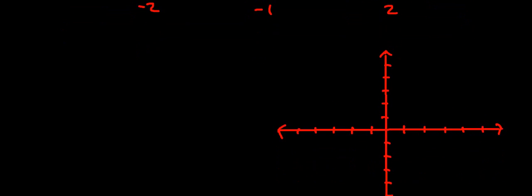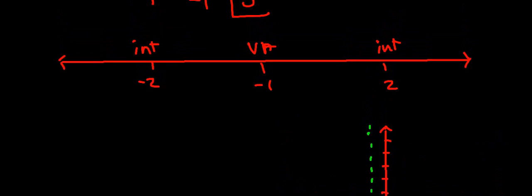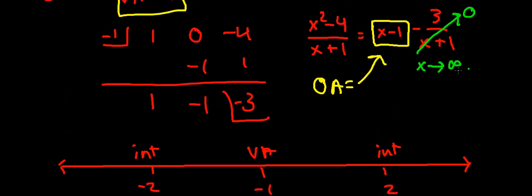So first, let's put the asymptotes that we know and the zeros. So we have a vertical asymptote at -1. Next, we're going to introduce our new type of asymptote, our oblique asymptote, which has an equation of y = x - 1. We can put that on the graph here easily enough.